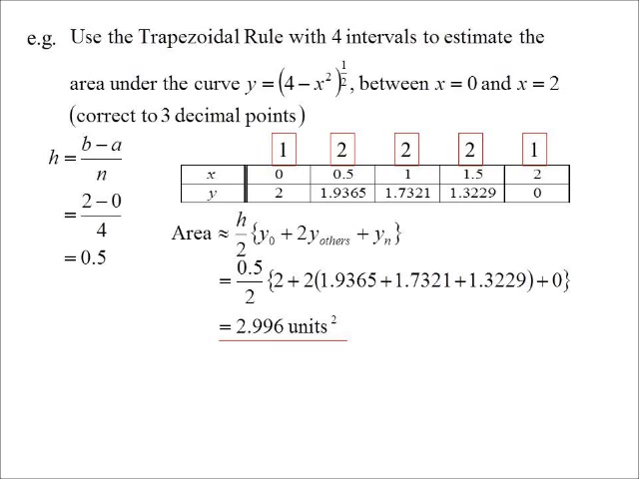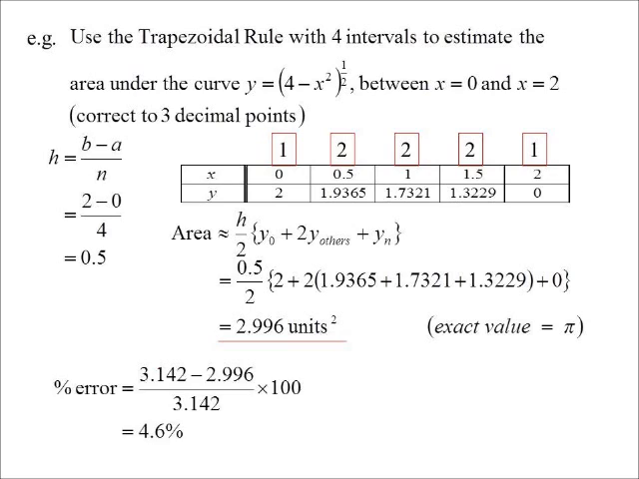So how good was it? Well, the exact value is pi, because I deliberately chose that one. So a quarter of the radius squared becomes one. So percentage error, actual value minus our approximate, times by 100, out by 4.6%. Obviously, if I did more trapeziums, the better it would get.